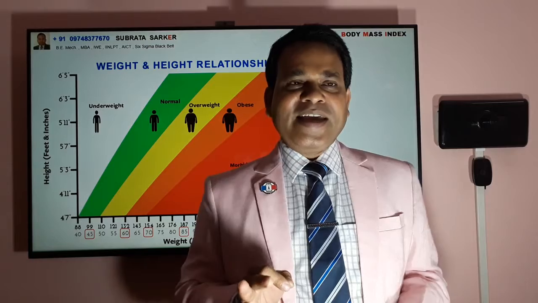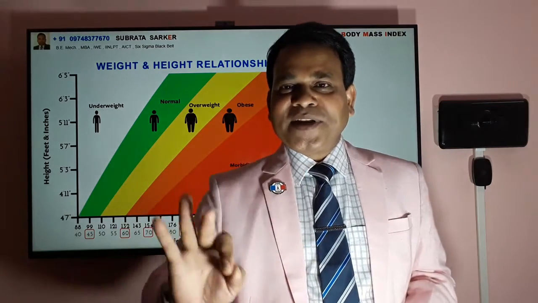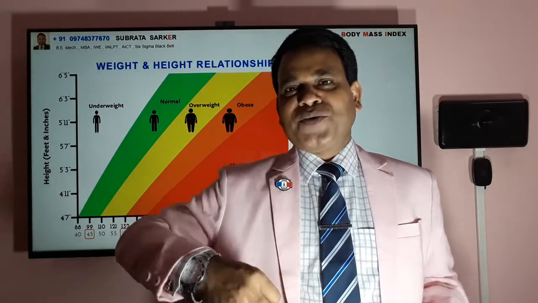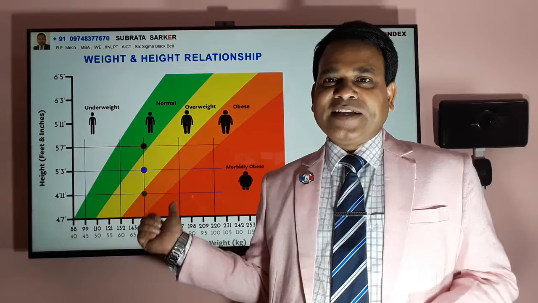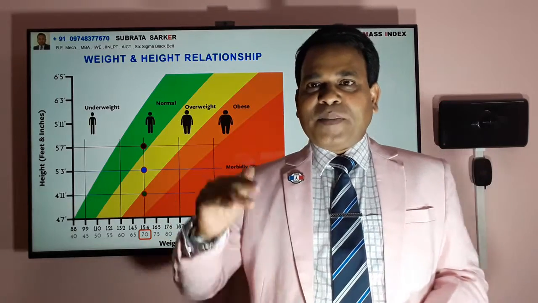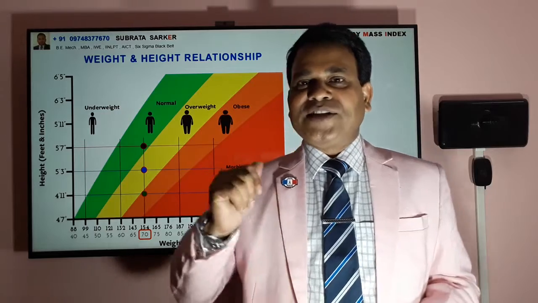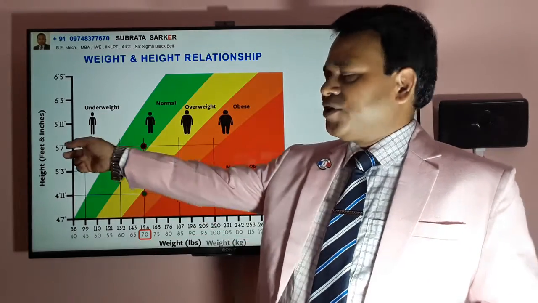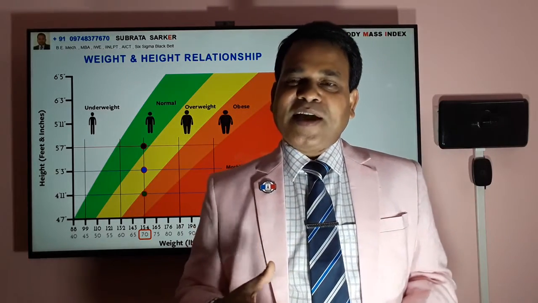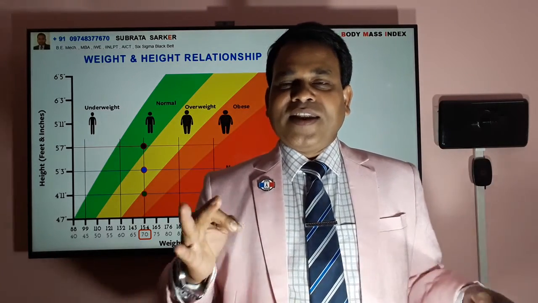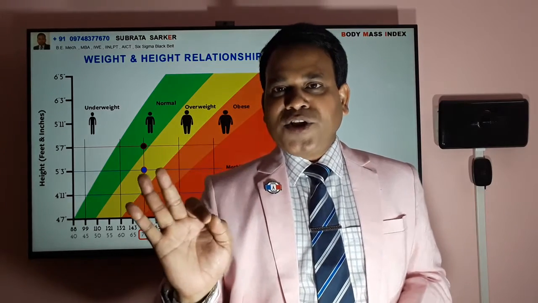Now what is the significance of it? For example, if you say a person has a 70 kg weight, it doesn't mean anything, whether he is overweight, underweight or normal. Take this example. Say the person has a weight of 70 kg and a height of 5 feet 9 inches. If you draw this point, it comes in the green zone. It means a person with 5 feet 9 inch height and 70 kg weight is normal.